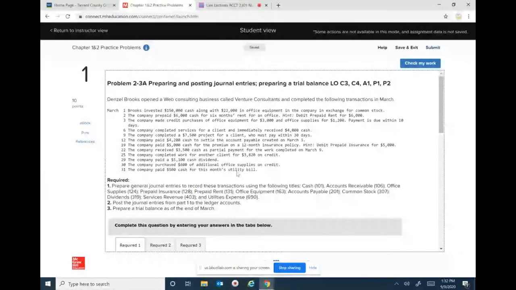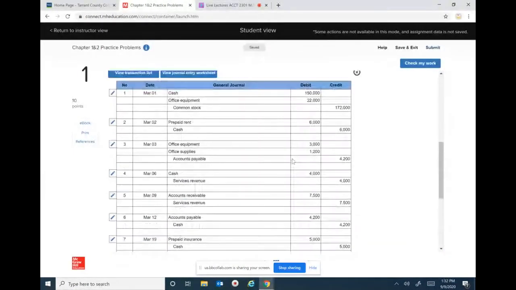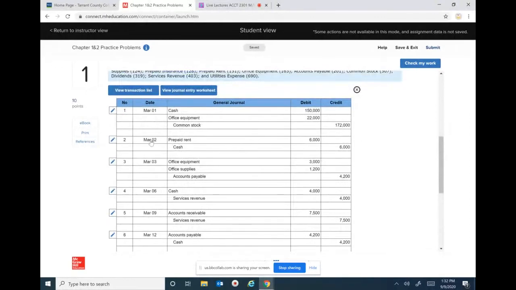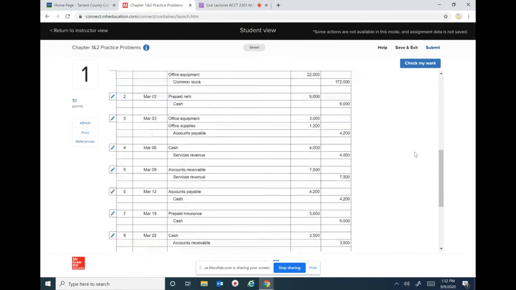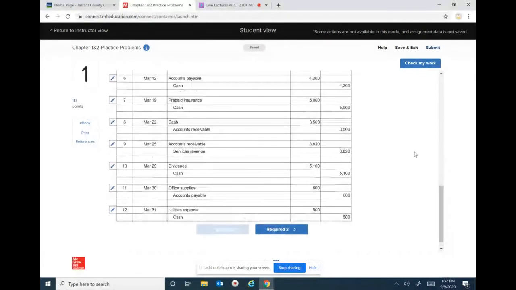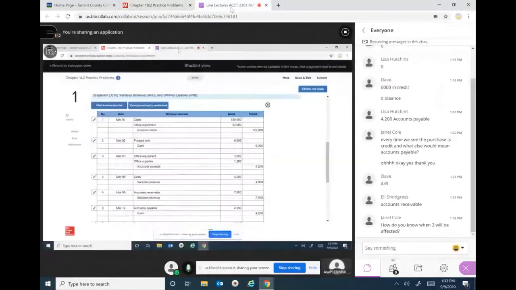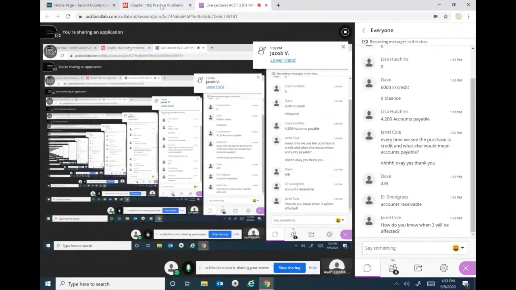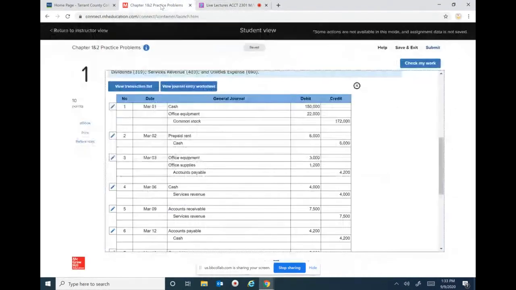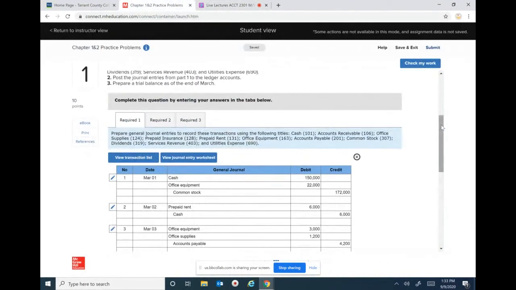But again, a simple journal entry will only have 2 accounts, like the one on March 2nd. A compound journal entry will have 3 or more accounts. Do you have any other questions? Anything else that we need to talk about? I don't see any other questions in the chat box. So let's talk about posting.